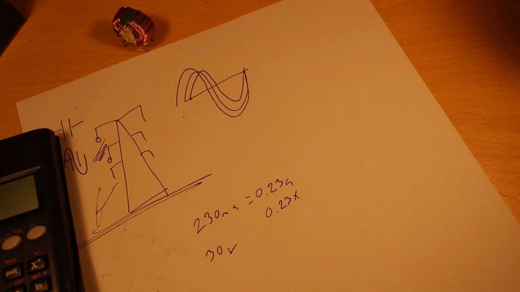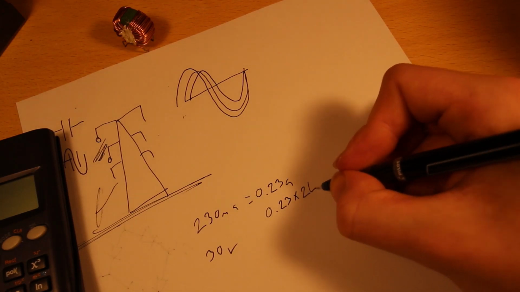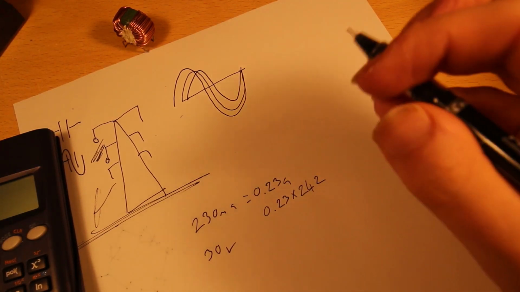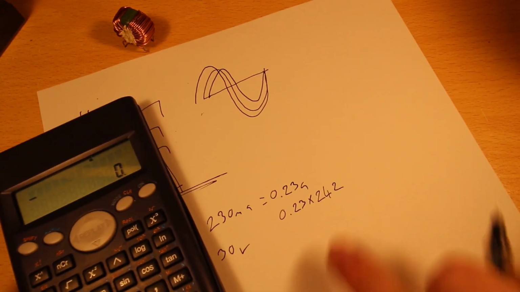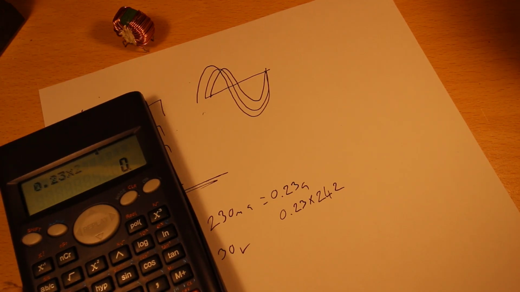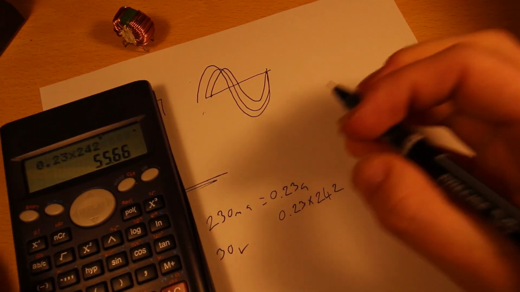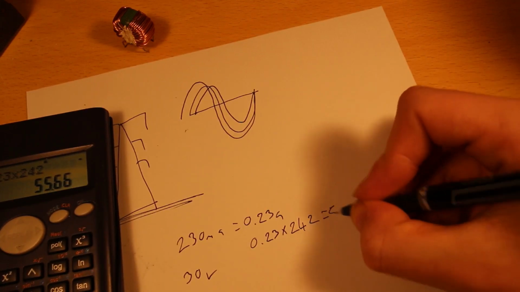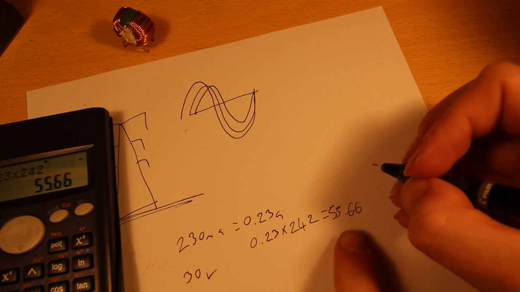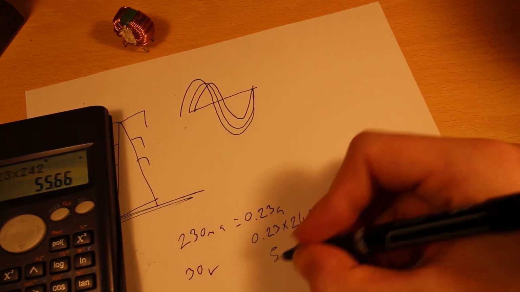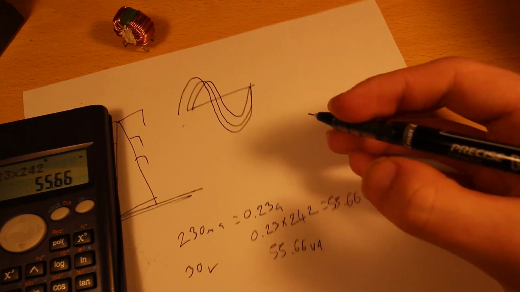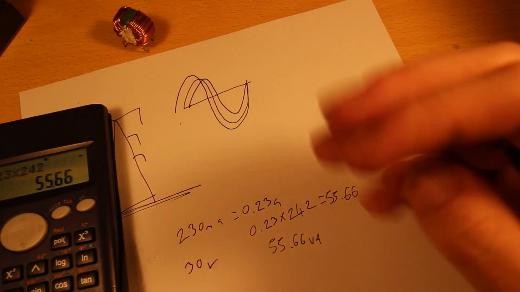It is 242 volts. That's quite low for here, but it must be about dinner time, so that's why. So if we take our calculator, we do 0.23 times 242. That will give equals 55.66. So the monitor is drawing 55.66 volt-amps, VA. That's the apparent power, because that's how much current it's drawing.